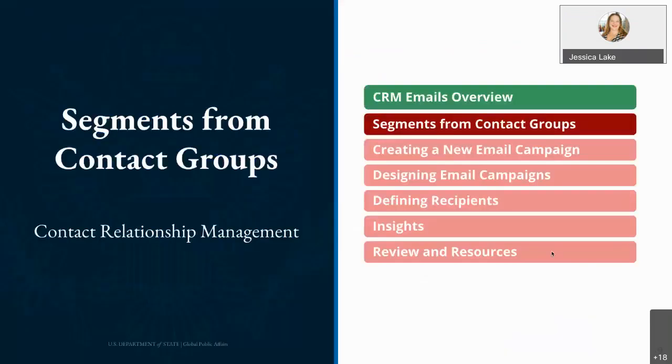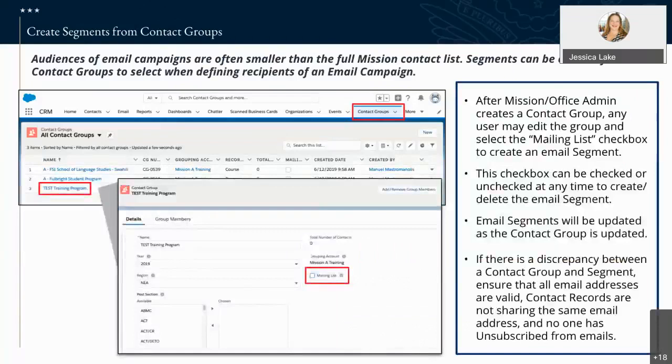All right, so let's talk about these segments, specifically the ones that come from contact groups. Here's a quick slide about how to manage a contact group. Basically, you go to the contact groups tab. You can select and edit existing contact groups. You can add or remove members, and then all you need to do is check this mailing list button when you're editing the contact group.